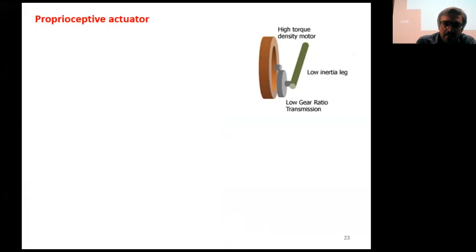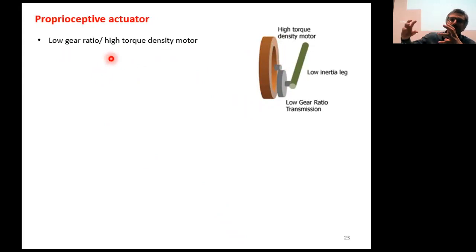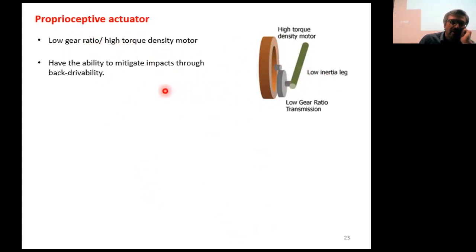Finally, the last trend nowadays in robotics is to use the so-called proprioceptive actuator, a concept invented by the guys at MIT. The concept is to have a low gear ratio gearbox and a high torque density motor. So normally it's a direct drive motor, a motor that can create quite high torque. And because of the low gear ratio, the velocity of the motor is not reduced so much onto the load. This kind of actuator has the capability to damp the impact because it is sort of back drivable, so you can move the motor by moving the load.